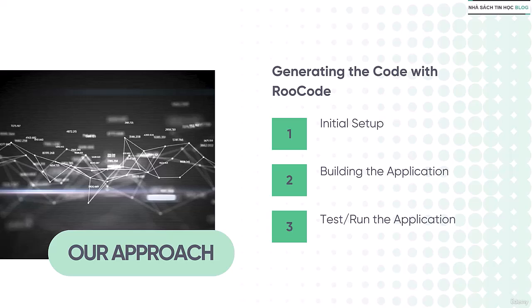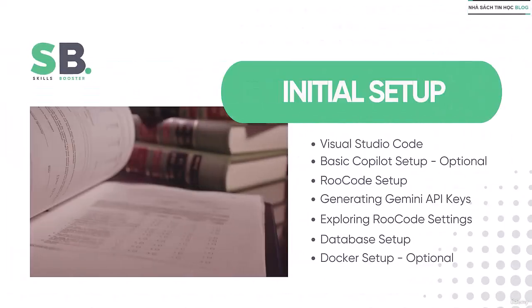First, we are going to set up everything that we need or might need for our application. Next, after we have everything set up to get started, we will focus on building the application. At every step, we will try to use Roo code. Lastly, we will run the application to see the features working. If this sounds good, let's move ahead and see these 3 parts in more details.